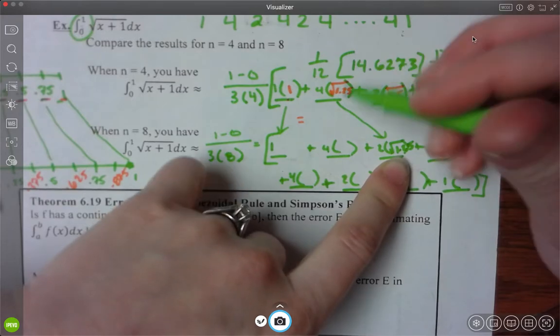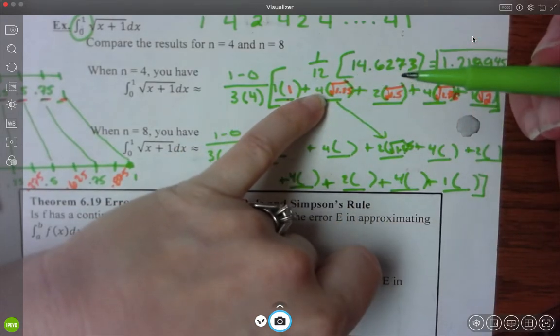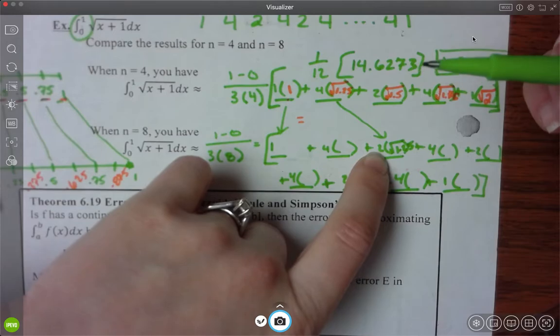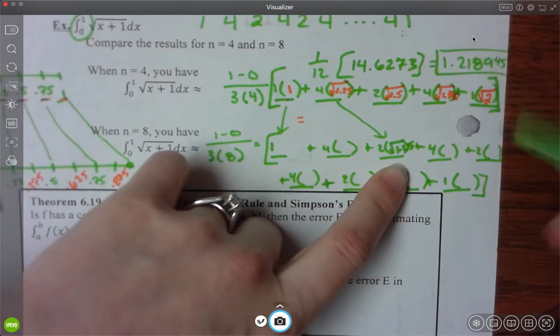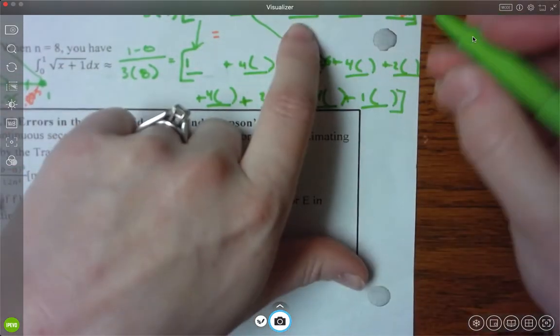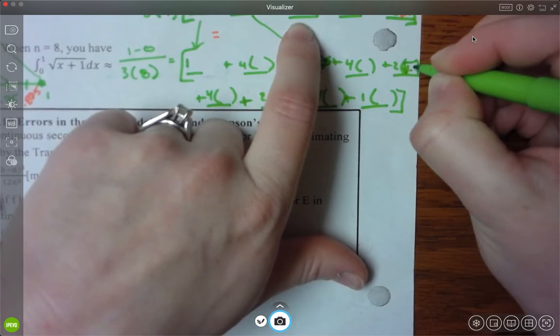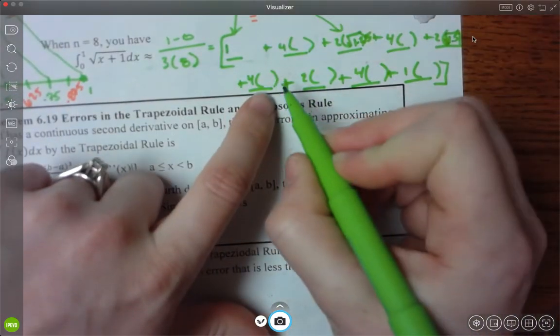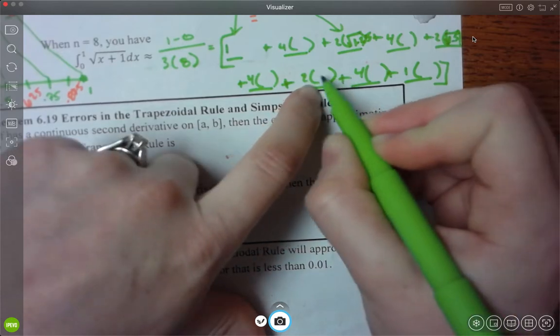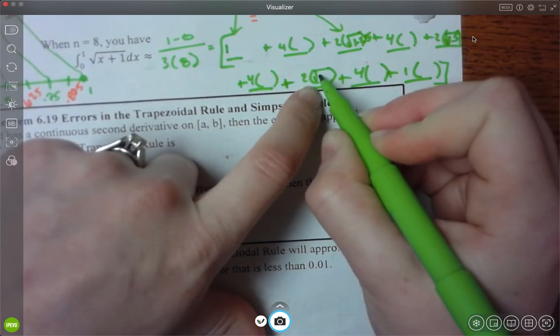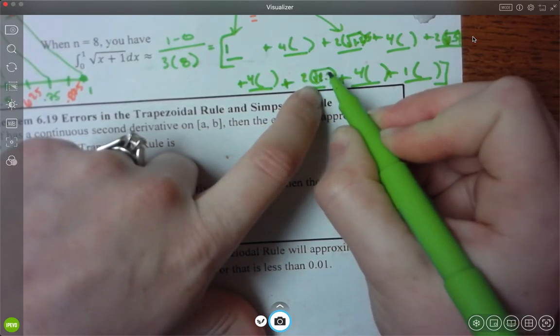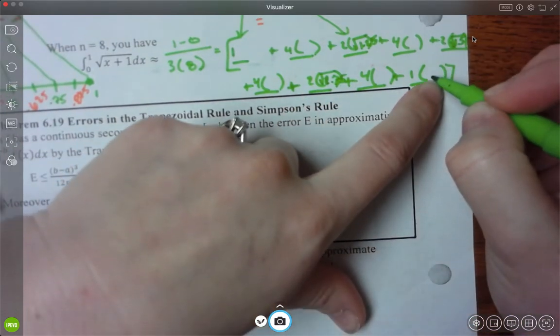Because we're alternating the 4s and the 2s, this coefficient was 4 to begin with, now it's 2, okay? So that does complicate things a little bit. So this guy's going to be the square root of 1.5. This guy is going to be, let's see, let's skip one. This guy is going to be the square root of 1.75. This guy is the square root of 2.